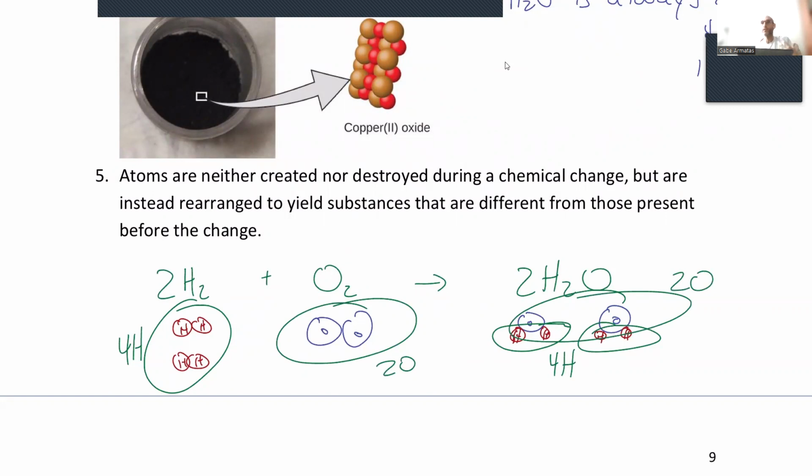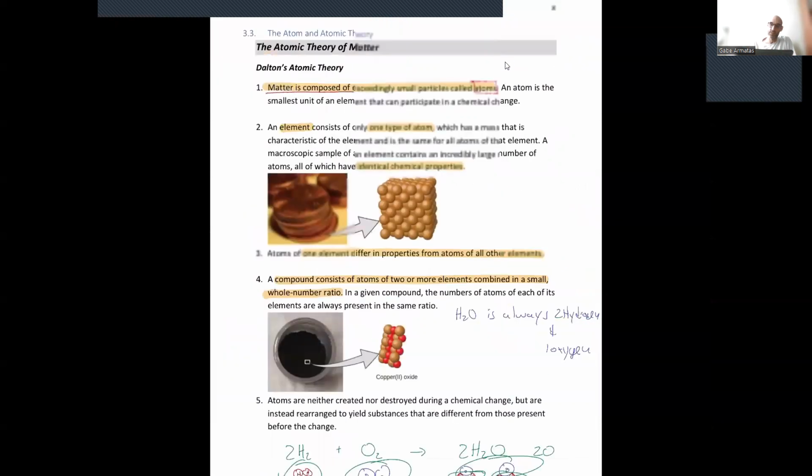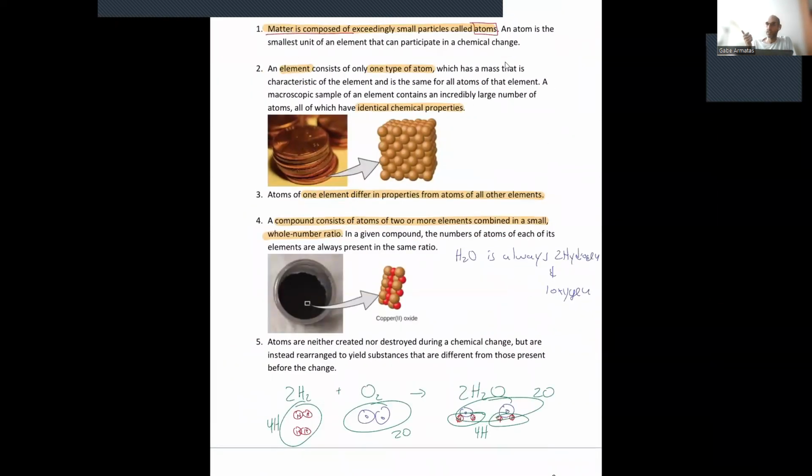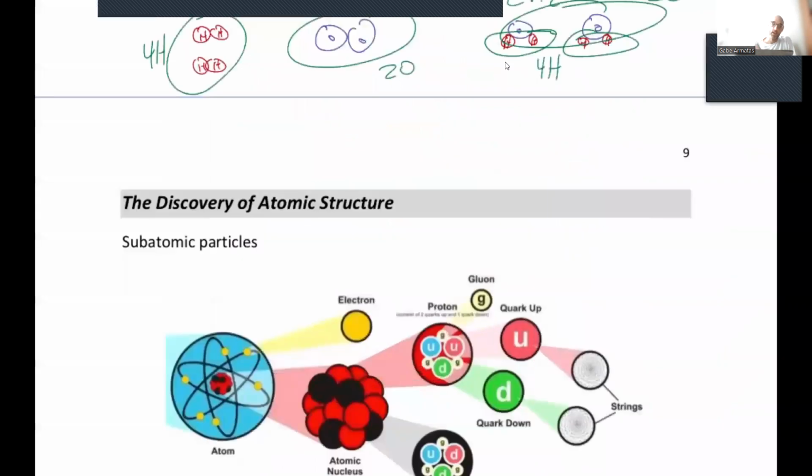So we're always going to have the same stuff on the left as we do on the right. Before the reaction and after, we're always going to have the same amount of stuff. Dalton's postulates are pretty neat that he could come up with that. Matter is made up of atoms. Elements are composed of different combinations of specific sets of atoms. Elements always behave the same. Elements behave differently than one another, and we're never going to lose an atom. They always just rearrange themselves into something else. That's the important part of that.